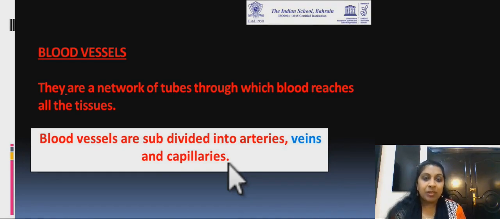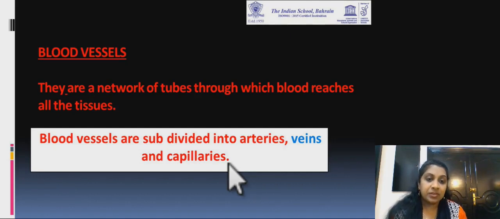So I'm sure you're all familiar with blood vessels. I repeat again, they are a network of tubes all throughout the human body, through which the blood flows and reaches every part of the body. The blood vessels are subdivided into arteries, veins and capillaries.